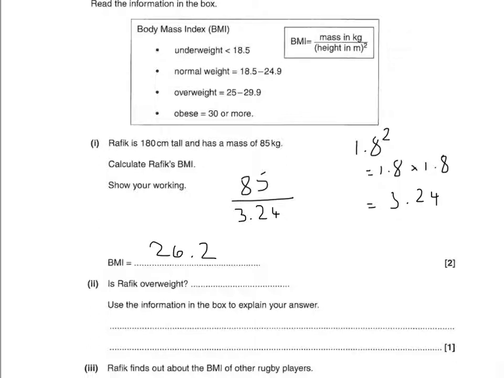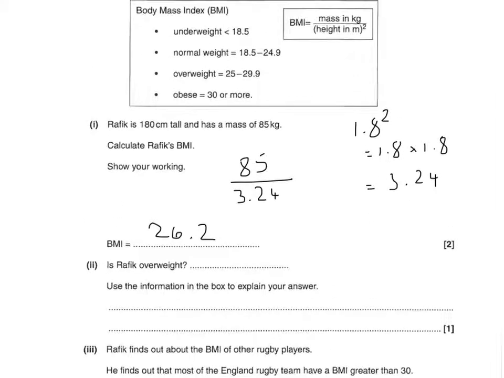Then it says, is Rafiq overweight? And then use the information in the box to explain his answer. So there's no mark for saying whether he's overweight or not, but you must say that yes, and that's because his BMI is between 25 and 29.9. So if you just said that Rafiq's BMI is between 25 and 29.9, then that'll get you the mark.